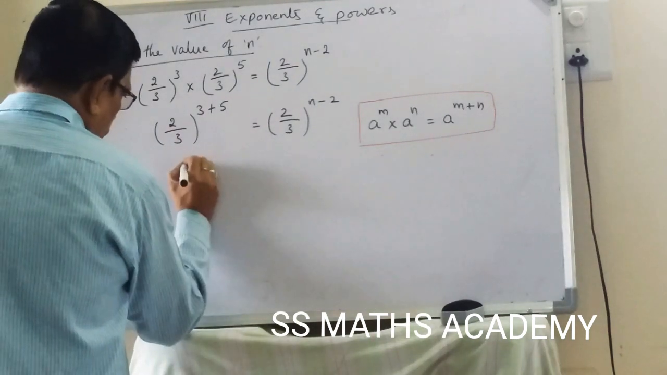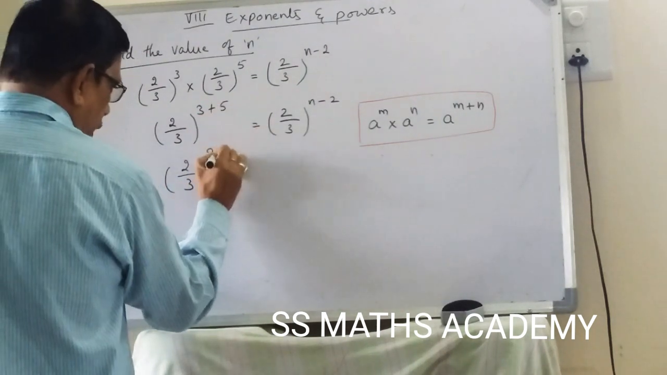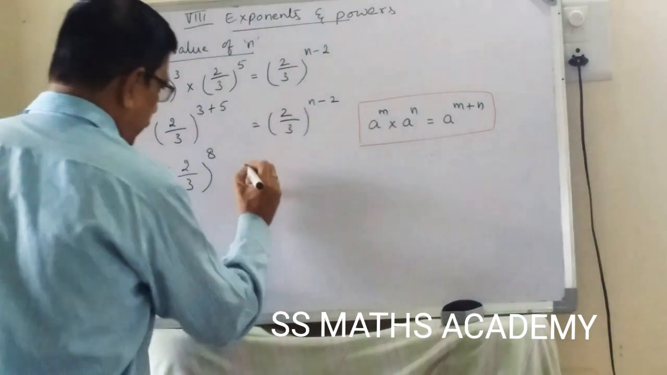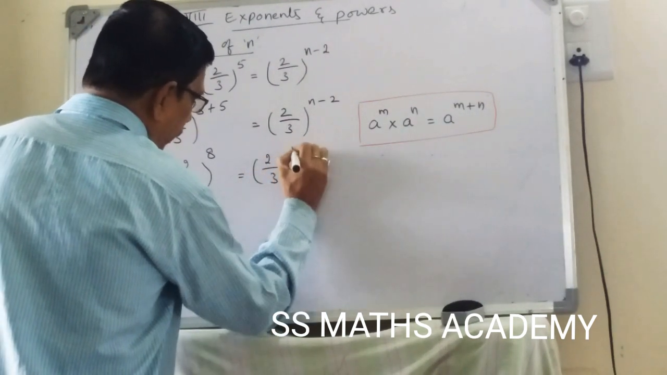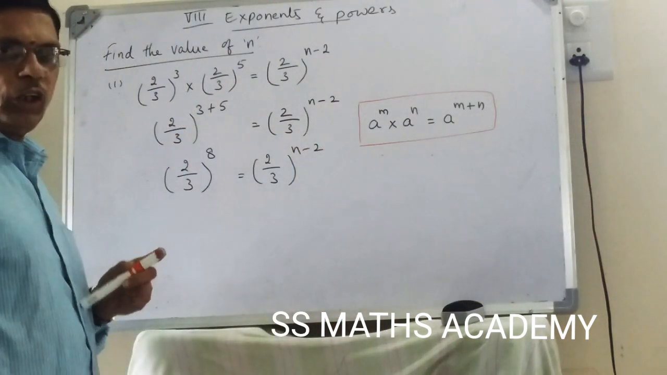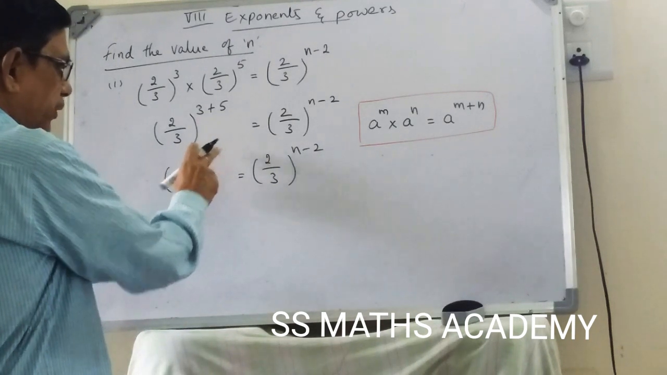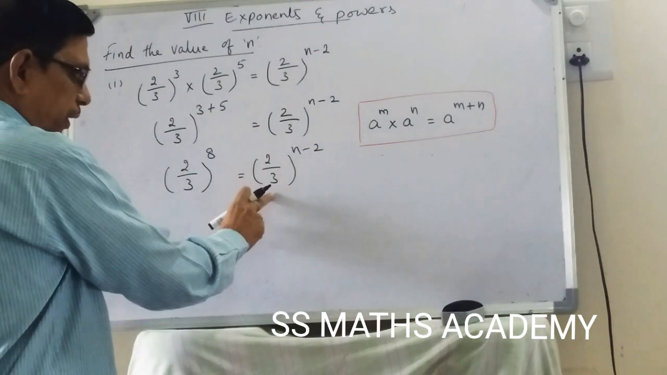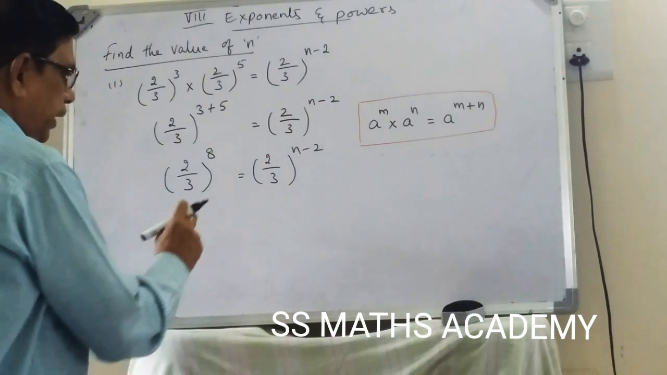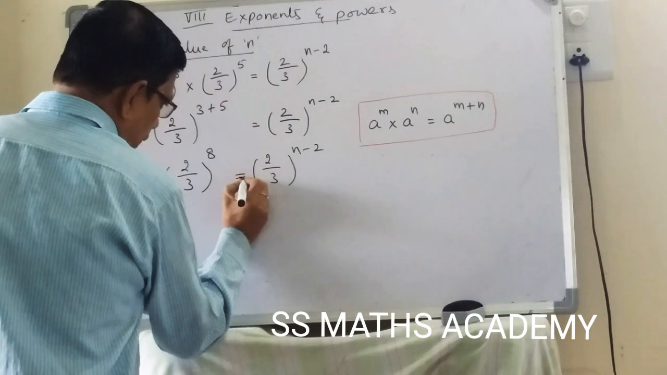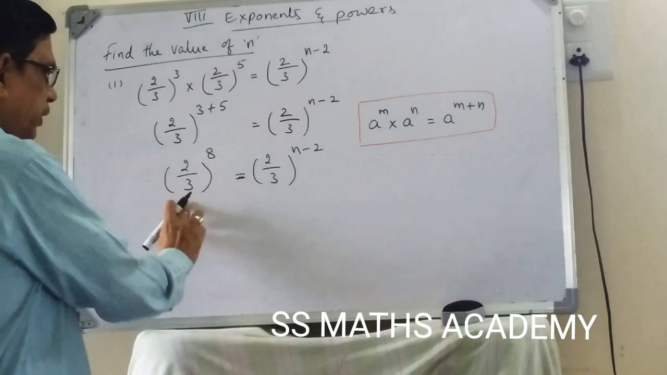Therefore, (2/3) to the power of 3 plus 5 is how much? 3 plus 5 is equal to 8, so (2/3)^8 = (2/3)^(n-2). Following all of you? Now, here what is the base? 2/3 is the base, 8 is the power. Here also 2/3 is the base, the power is n minus 2. If you observe these two carefully, in between them what is the symbol? The symbol is equal to.